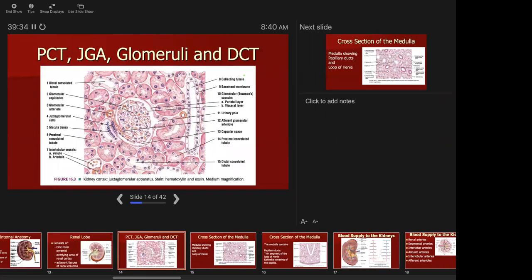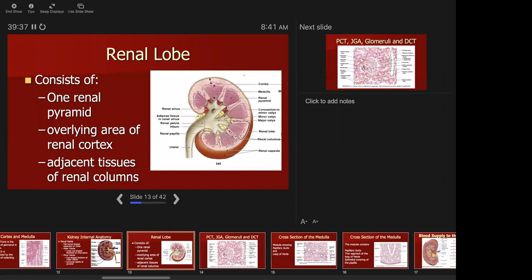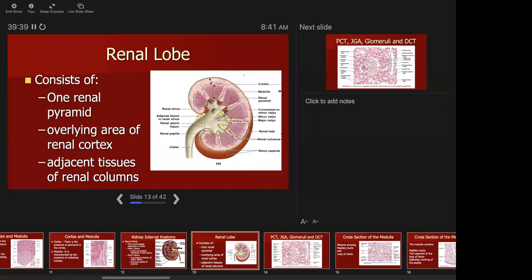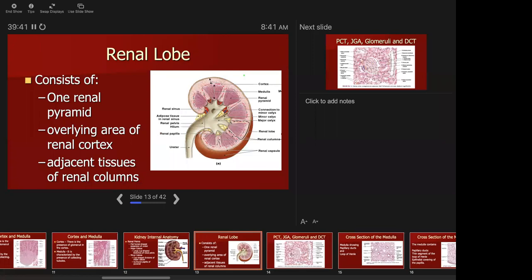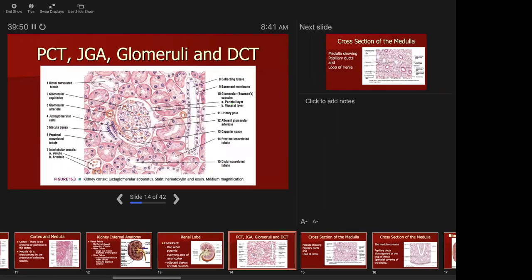Okay, so now you remember the kidney is made of a lot of smaller structures. The functional unit of the kidney is the nephron. We have 90 minutes. But if you take the kidney tissue, this is what you see.